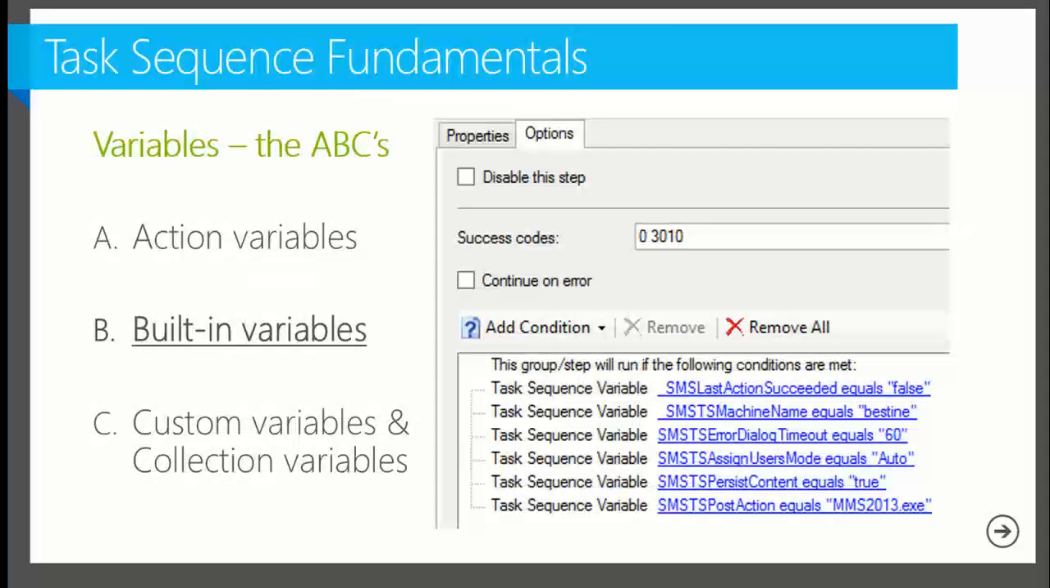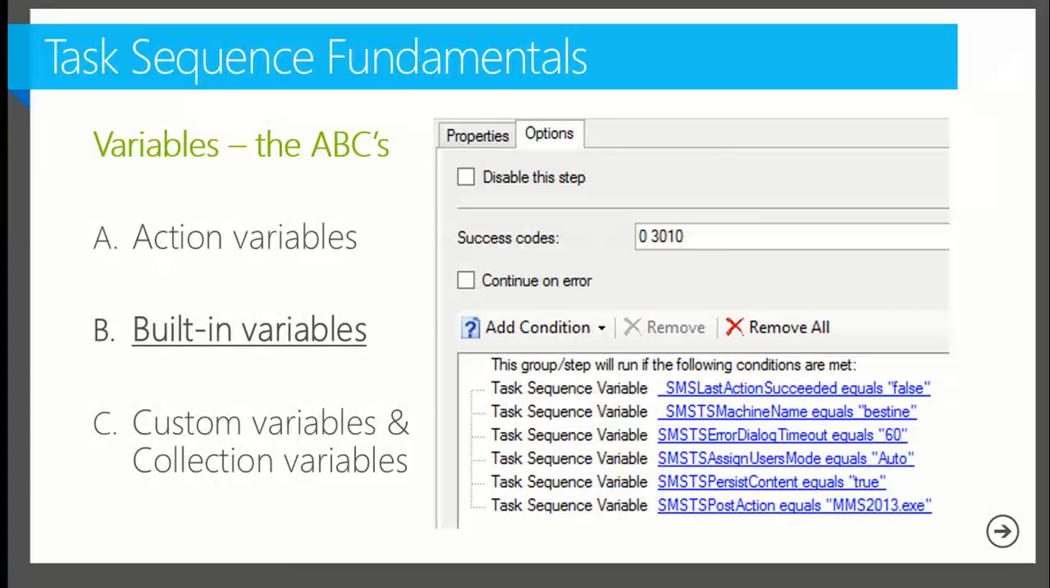The SMS TS error dialog timeout. If there is an error in the task sequence, the default time at which that error dialog is displayed on the task sequence is 15 minutes. If you need to have that be longer, or even shorter, though I'm not sure if you can go shorter, then you can change this task sequence variable to be something like 60 minutes or 2 hours.